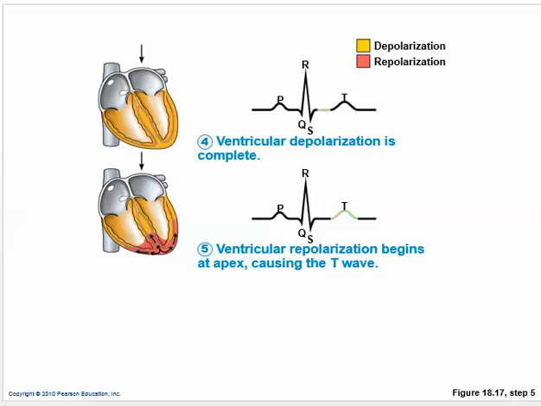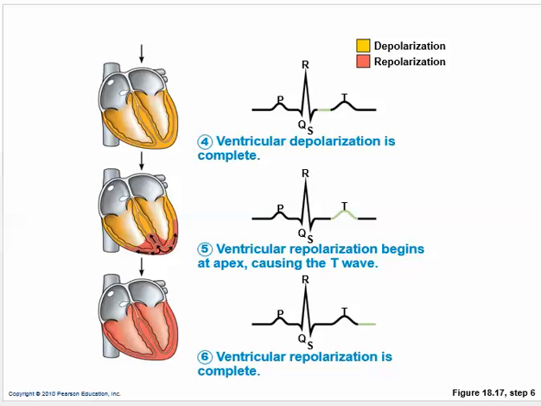Then what happens is you start to repolarize, and the repolarization of the ventricle is the T wave. This is the sodium all being pushed back out of the cells and resetting and ready to go for the next one. So T is finished when the ventricles have completely repolarized.